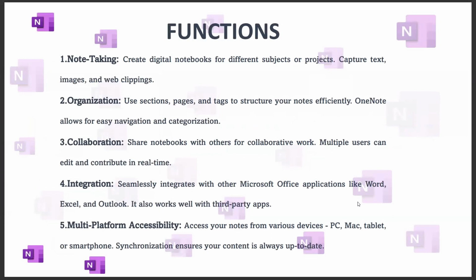Let's move on. The main functions of Microsoft OneNote, we can categorize under 5 categories: note taking, organization, collaboration, integration, and multi-platform accessibility. Under note taking, we can create digital notebooks for different subjects and we can capture text, images, and web clippings. Organization means we can use sections, pages, and tags to structure our notes efficiently. OneNote allows for easy navigation and categorization.